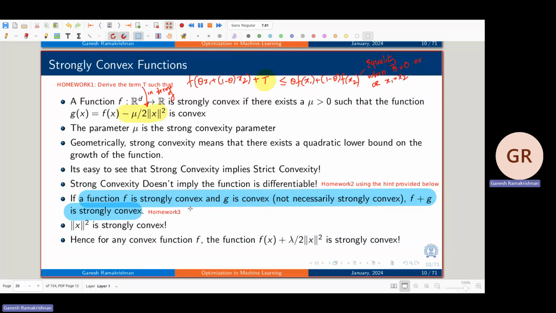Like hinge loss. We'll see that hinge loss is not differentiable. But if you add an L2 regularizer to hinge loss, you suddenly get strong convexity. So actually, the L2 regularizer makes hinge loss much better behaved.